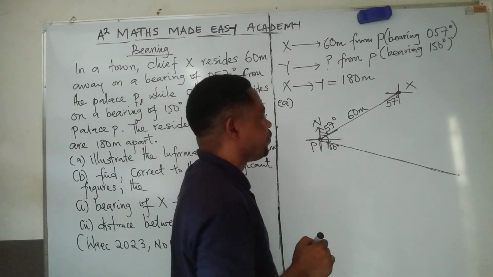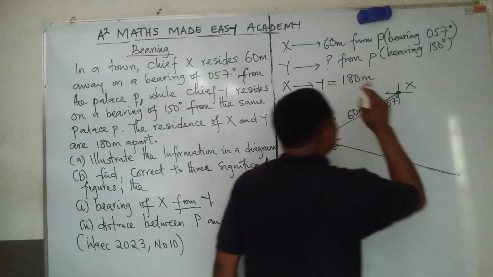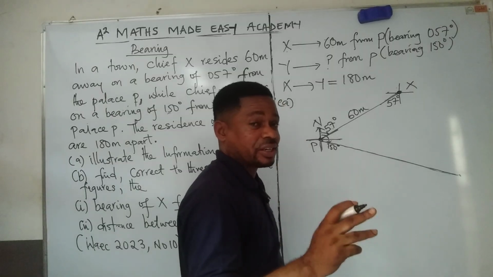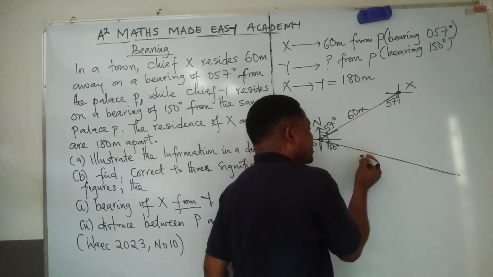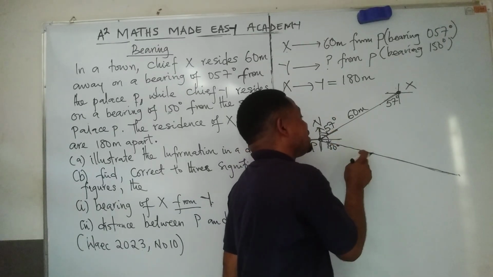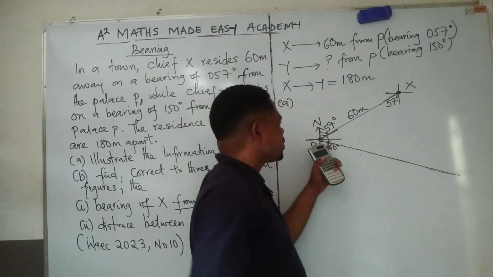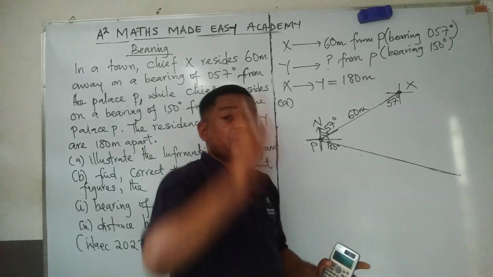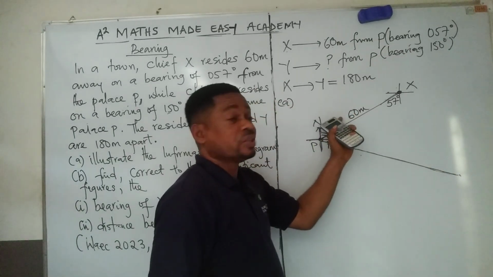Now, if it is 150 degrees, why did I choose to elongate this line? Because the distance is not given. Am I communicating now? And even if the distance is given, we would have known whether this distance and this distance, which one is bigger. If the first one is bigger than the second one, I will shorten the line. But because it is not given and we don't know, the rule is that extend it so that it will be bigger than the first distance.